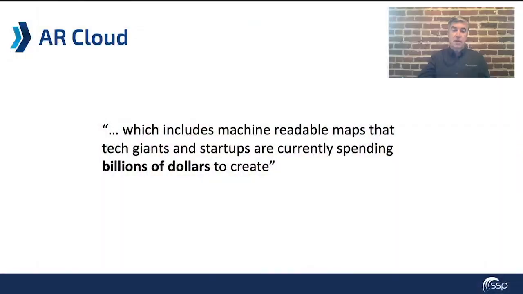So I just wanted to pick up on that last point there, where they said, which includes machine-readable maps that tech giants and startups are currently spending billions of dollars to create. And this is going to be a huge development for the geospatial industry in general, and applies to this whole area of improving underground data quality. Basically, people are building very, very high resolution, high accuracy point clouds and 3D image-based models of the world. A lot of it driven by the desire to do augmented reality applications. And I'll explain a bit more about that as we go through the presentation, but that's a very exciting development.